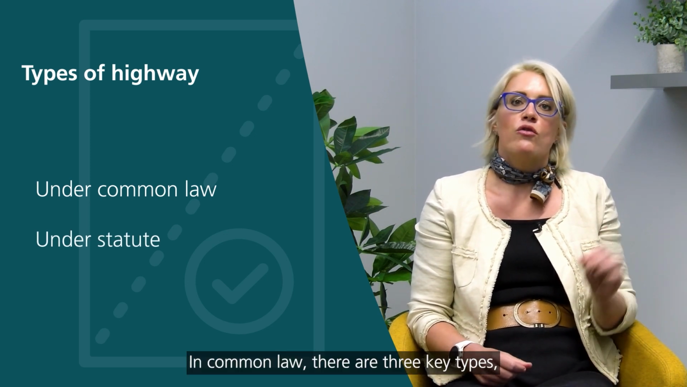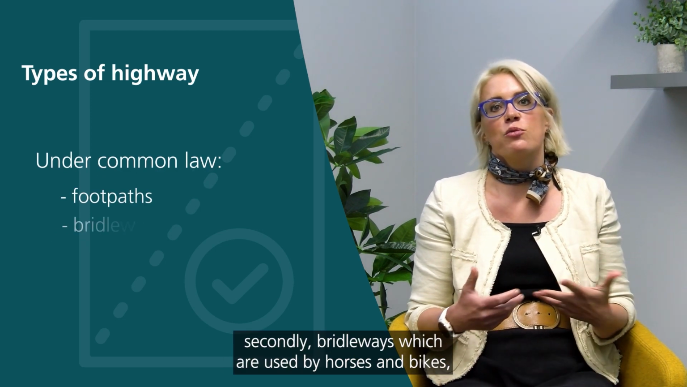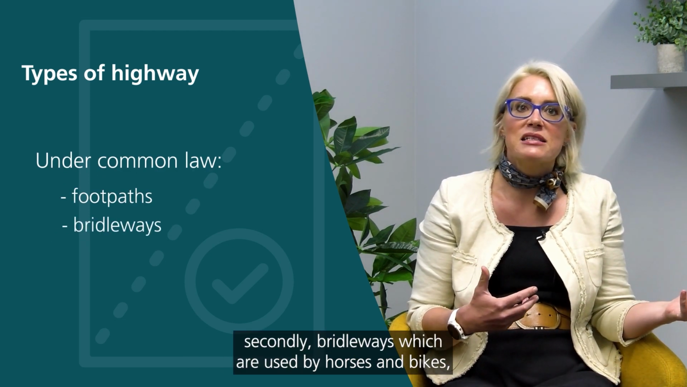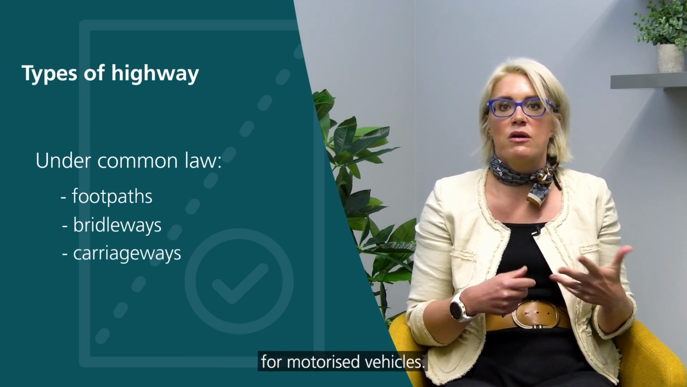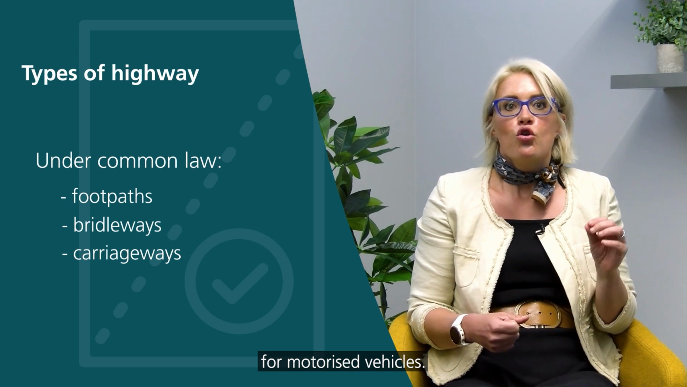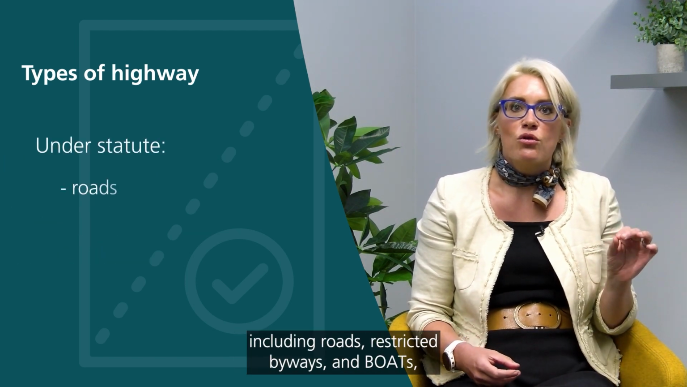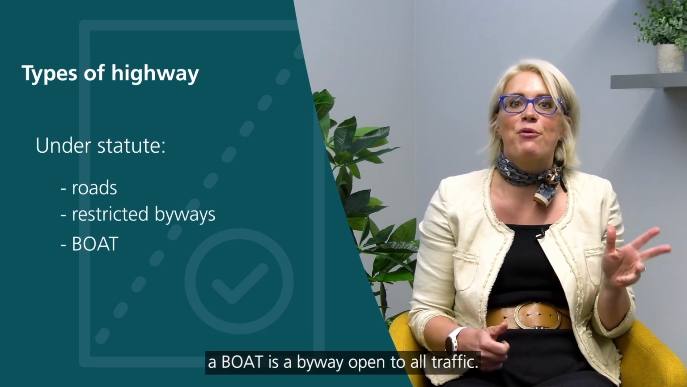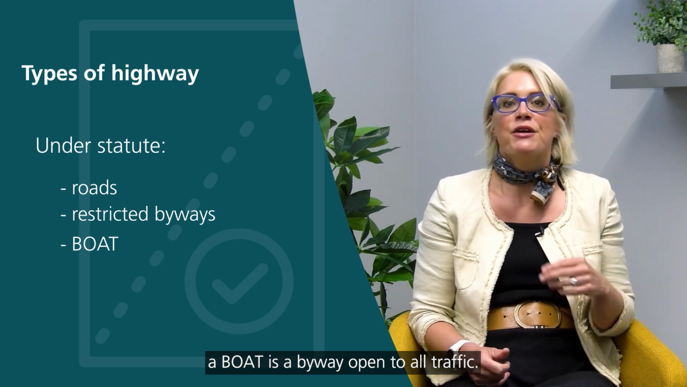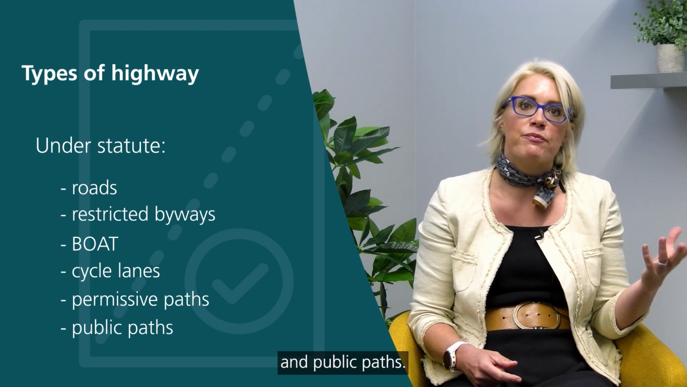In common law, there are three key types. Firstly, footpaths. Secondly, bridleways, which are used by horses and bikes. And lastly, carriageways, which can be used for motorised vehicles. Under statute, there are other categories of highways, including roads, restricted byways, and boats. A boat is a byway open to all traffic. There's also cycle lanes, permissive paths, and public paths.